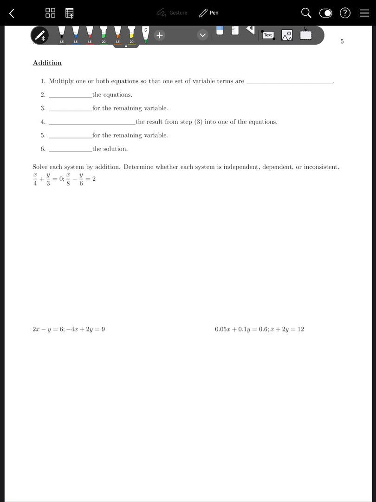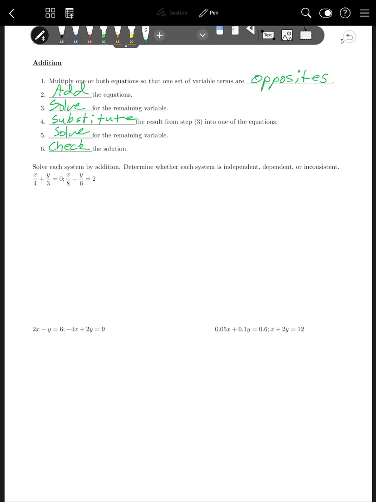So the first step is multiply one or both equations so that one set of variable terms are opposites. Add the equations together. Because one set of variable terms are opposites, they should cancel. So that means you should be able to now solve for the remaining variable. Then the last step is basically the same as what we did on the other type. So substitute the result from step 3 into one of the equations, solve for the remaining variable, and then check the solution.